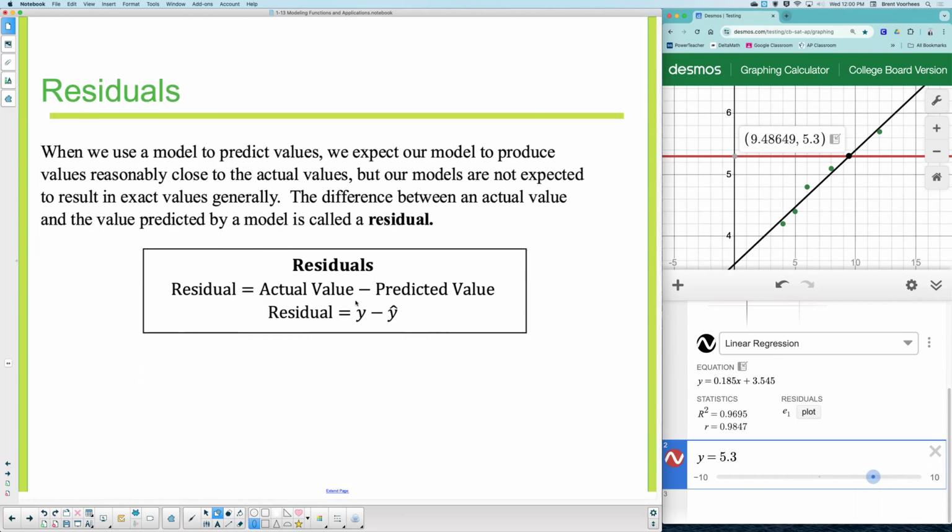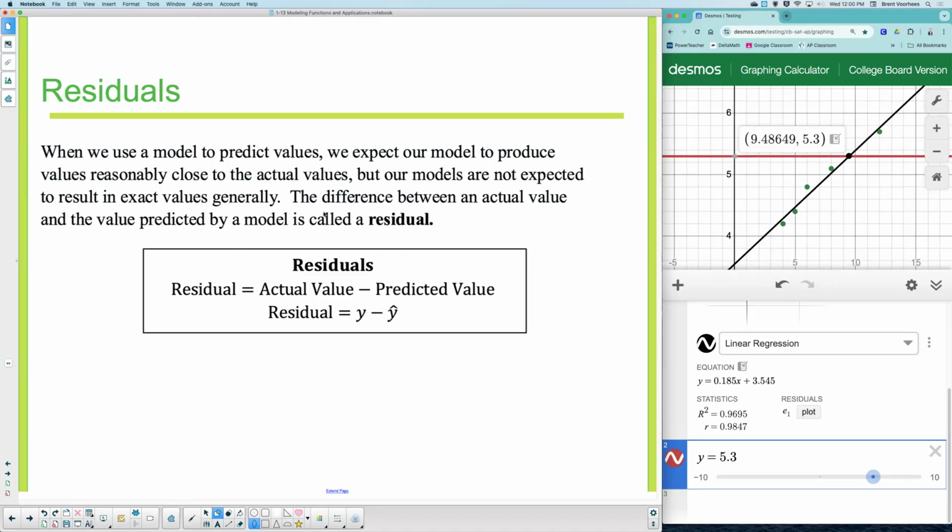Now, next thing we're going to look at is called residuals. So what a residual is, it's basically a measurement of error. Error. I know that sounds weird coming out of my Texas.